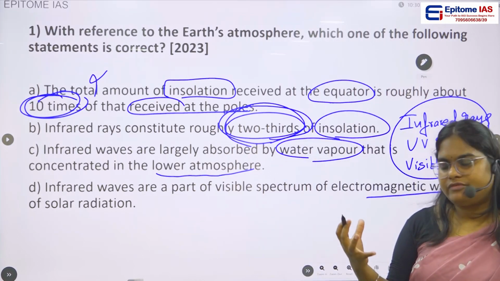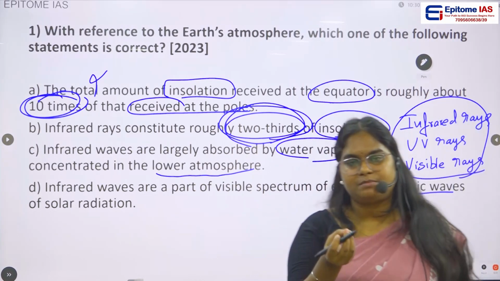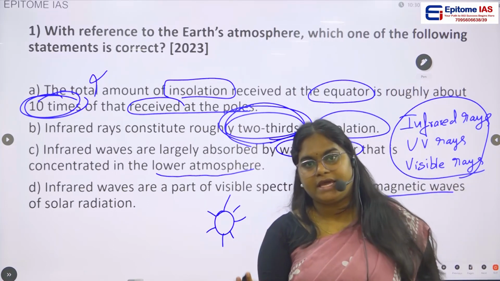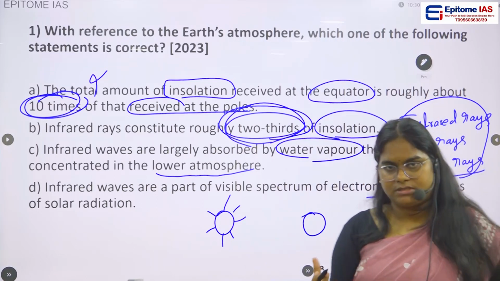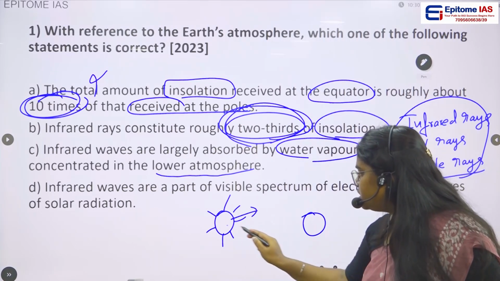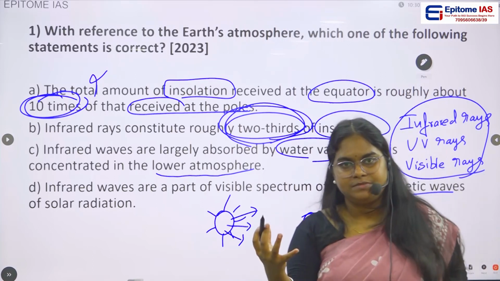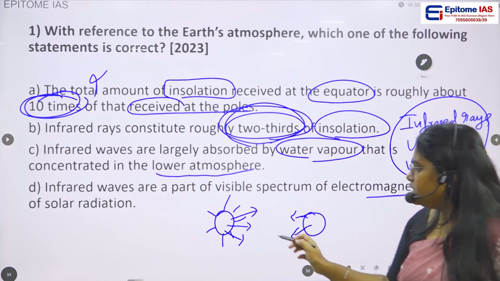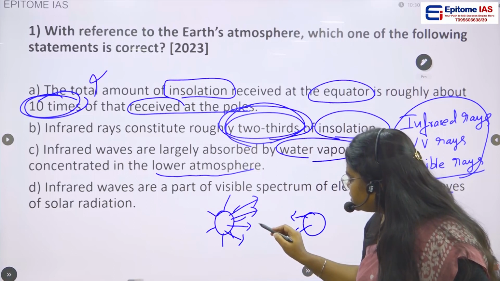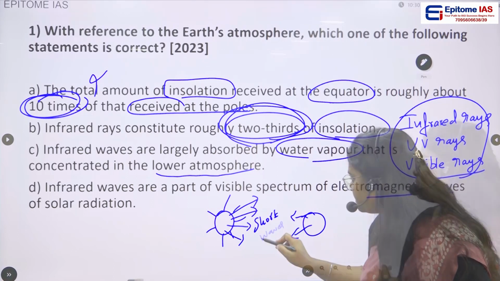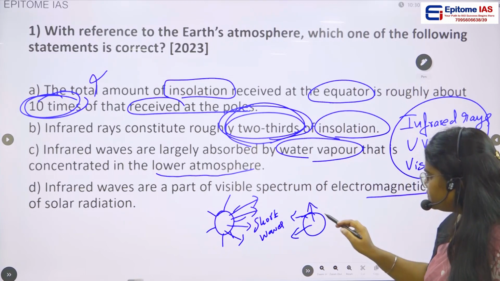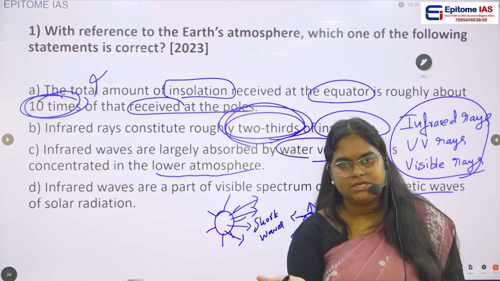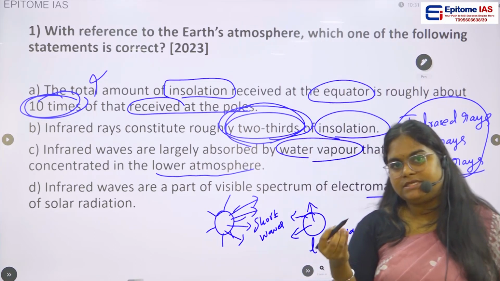The amount of infrared rays depends upon one thing: the temperature of the sun is very high compared to the temperature of the earth. So the rays emitted by the sun have more temperature compared to the earth's rays. That's why the sun's rays are actually short waves. If you compare it with the earth's rays, they are long waves. So comparatively, the earth's radiation has more long waves, that is the infrared waves.